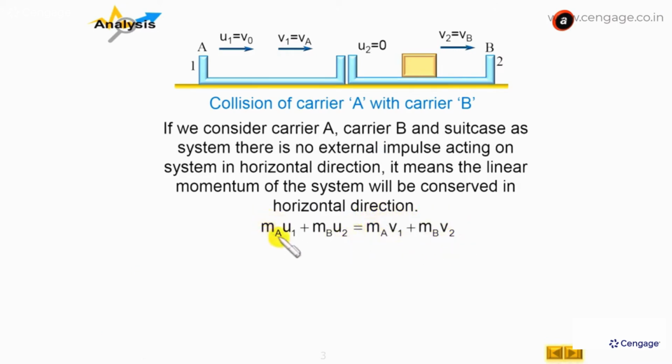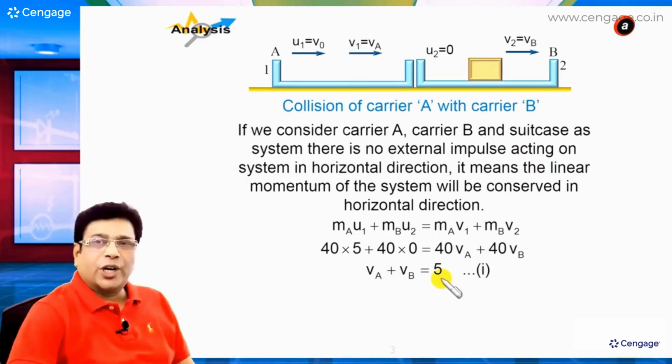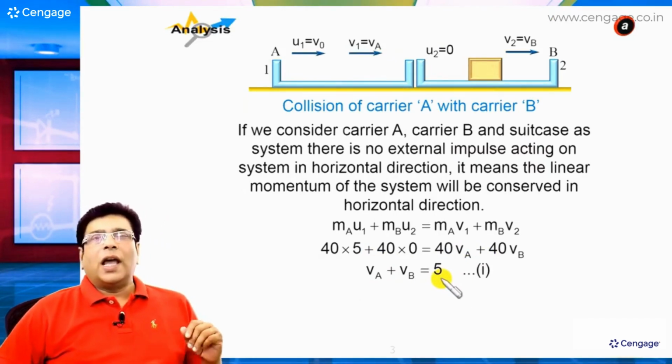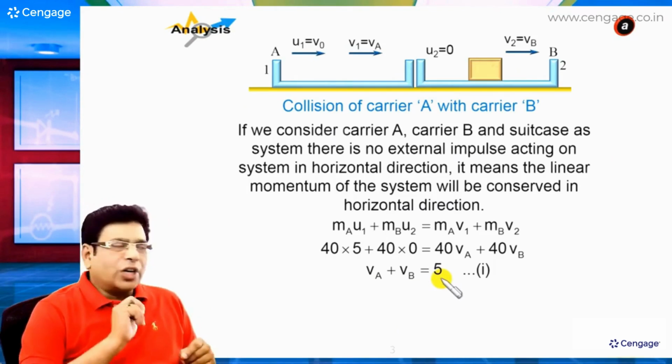This mass is equal to 40 kg and u1 is equal to v naught, that is 5 meter per second, and this is 0 and this is 40 kg again. So this term will be 0. This is 40 multiplied by 5, and this is 40 and this is again 40, and VA and VB are both unknown. So here we will get a linear equation in terms of VA and VB. This is equation number 1. One equation and two unknowns, that means we need one more equation.